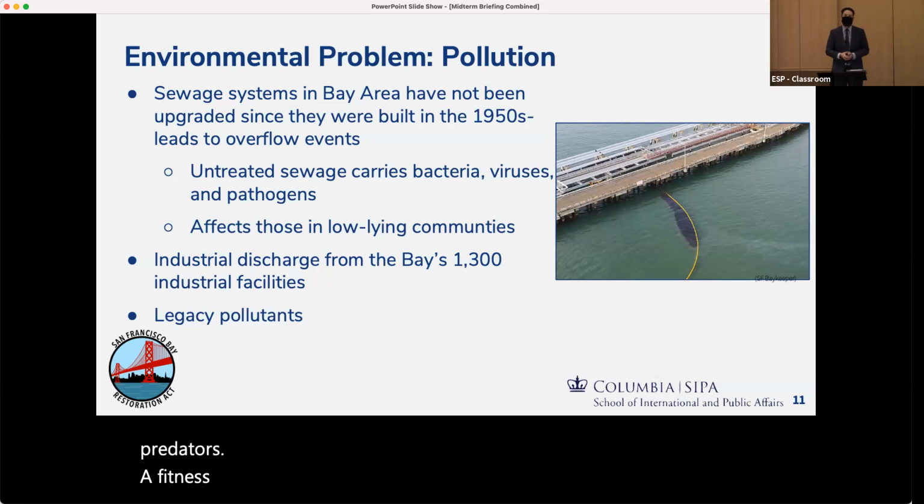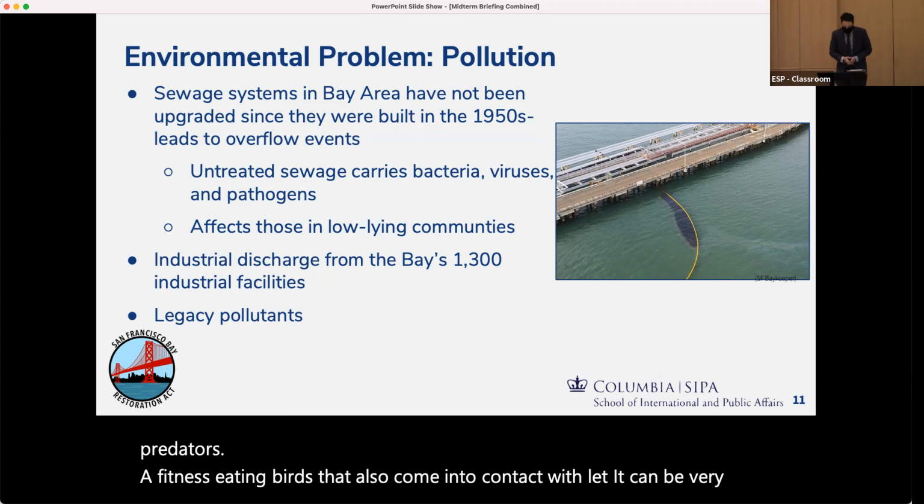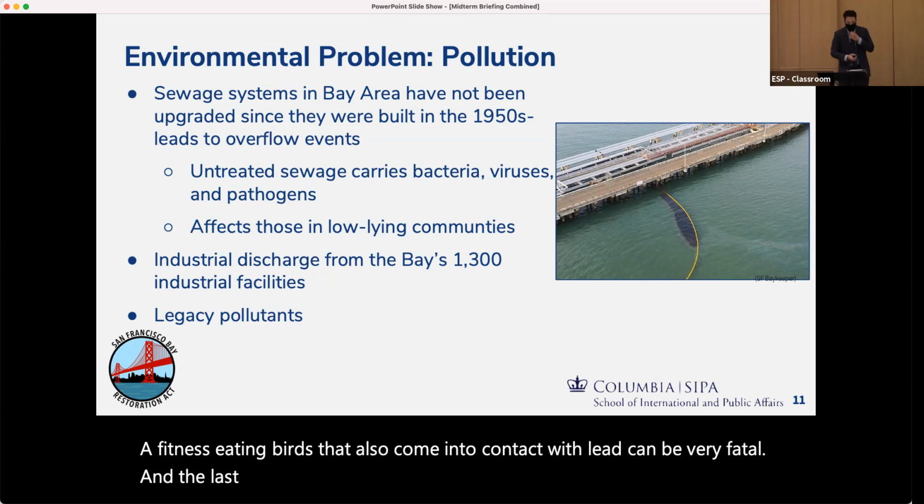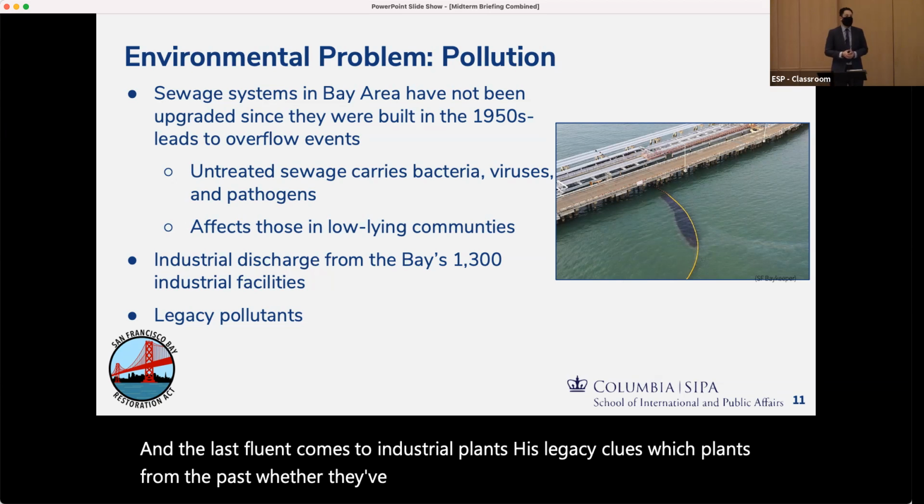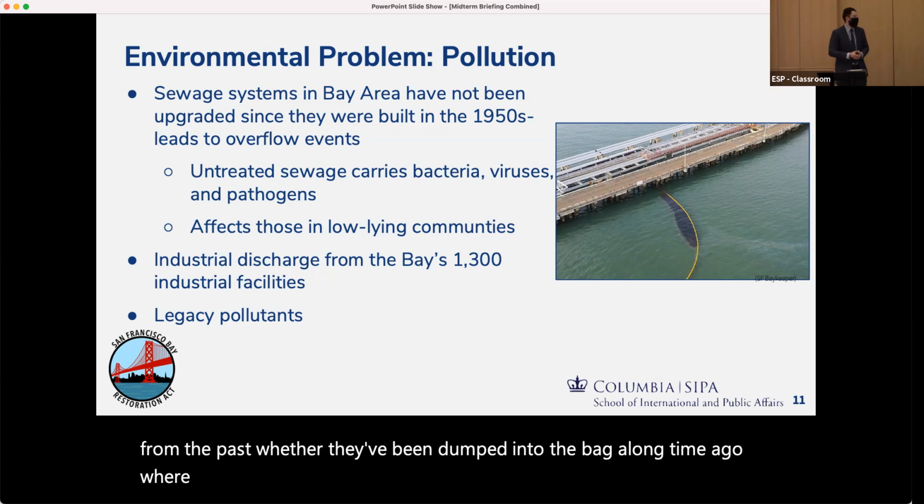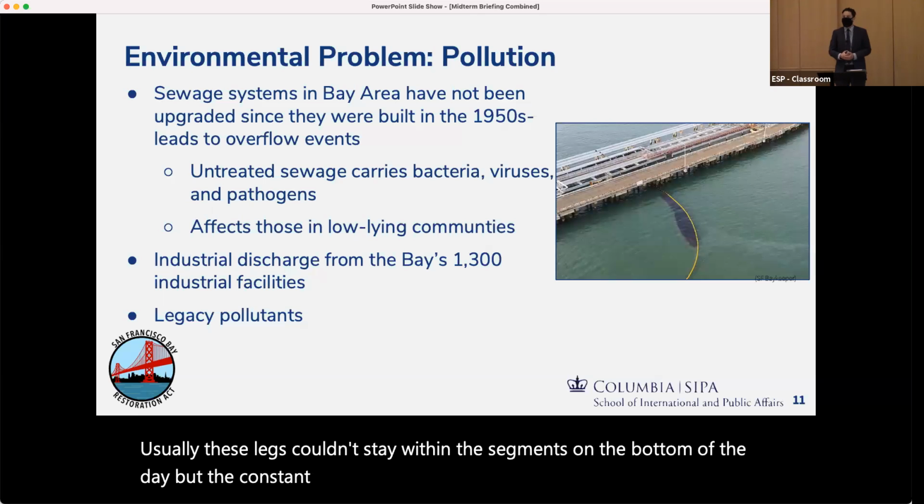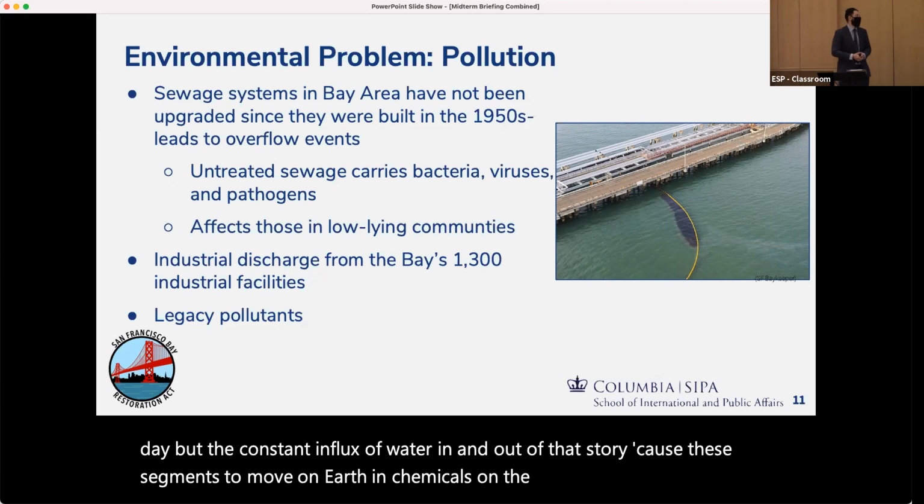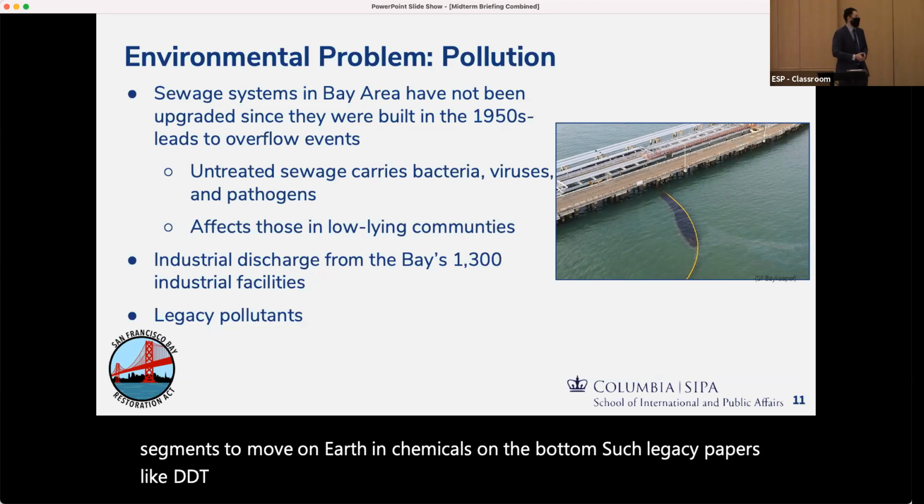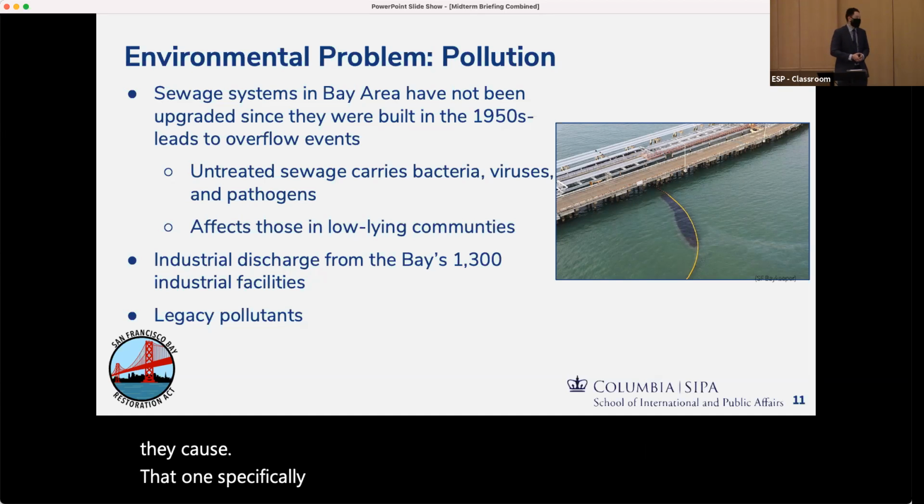Birds that come into contact with lead can be fatally affected. And the last type of industrial pollutant is legacy pollutants, which are pollutants from the past, whether they've been dumped into the bay a long time ago, or they're from facilities that are buried near the bay that seep into the bottom. Usually these legacy pollutants stay within the sediments on the bottom of the bay, but the constant influx of water in and out of the estuary causes these sediments to move, unearthing the chemicals on the bottom. Industrial legacy pollutants like DDT, a synthetic agriculture chemical that was banned in 1972, specifically cause paralysis and death in some organisms.